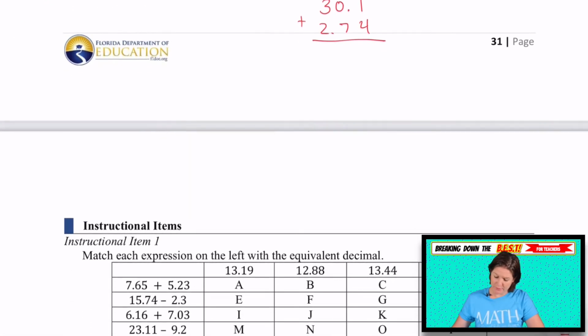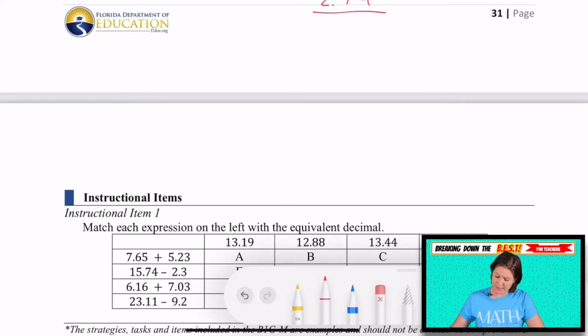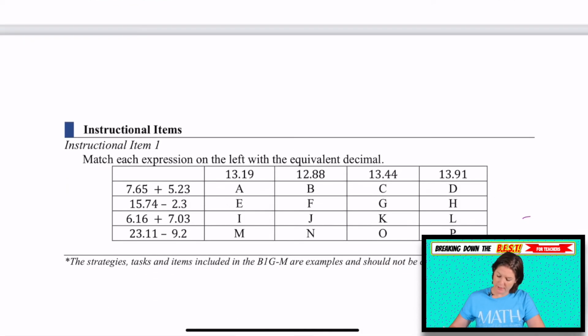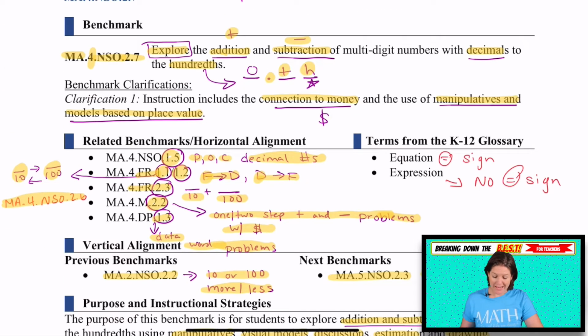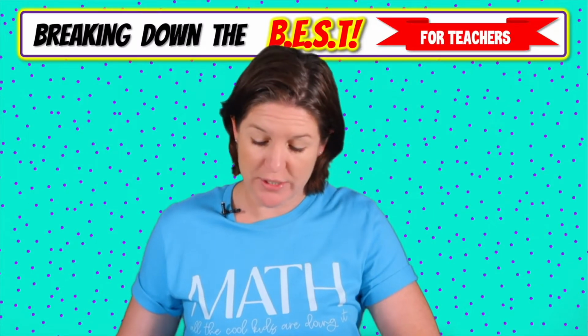Here are some examples of instructional tasks and instructional items that they provide. And you can see here, match each expression. There's no equal sign present, so we're taking these expressions and trying to figure out which column they would belong in, which column has the value that's equivalent to the expression. That's what we got there. So basically adding and subtracting at the exploration stage.